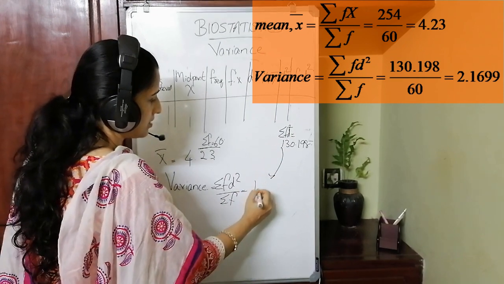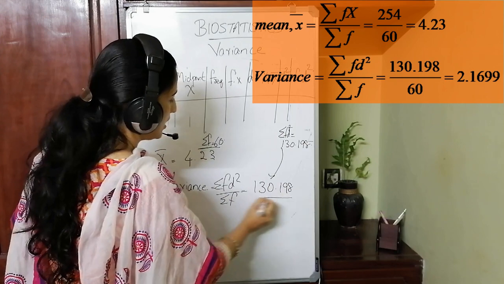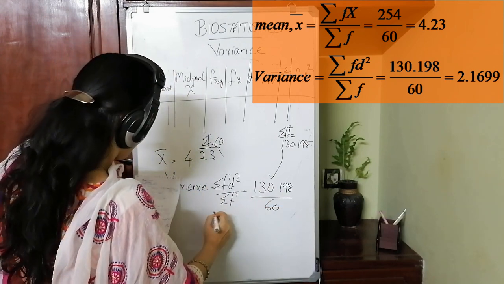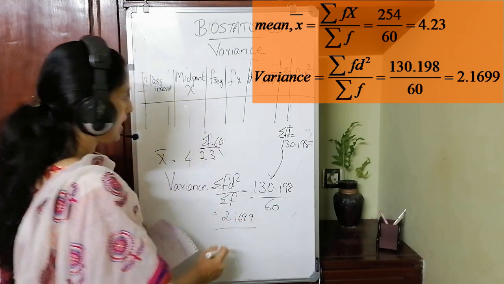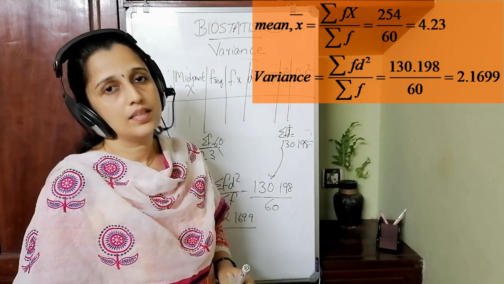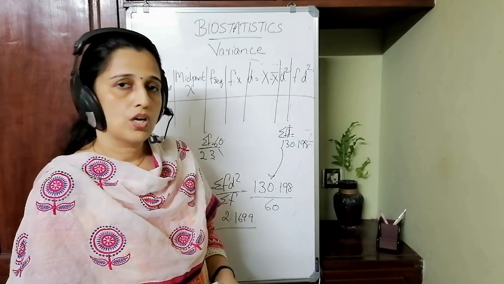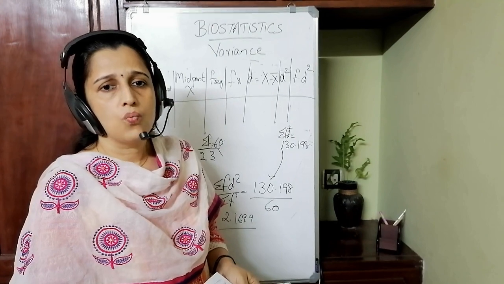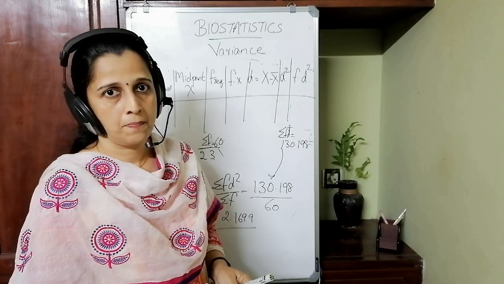From this portion, we will get sigma fd square 130.198 divided by sigma f, which is 60, and the value comes to 2.1699, and that is how we compute the variance of the different questions. And now let's see what the coefficient of variance is.